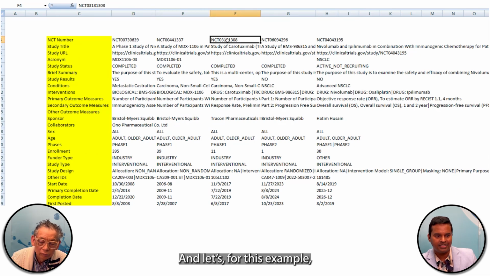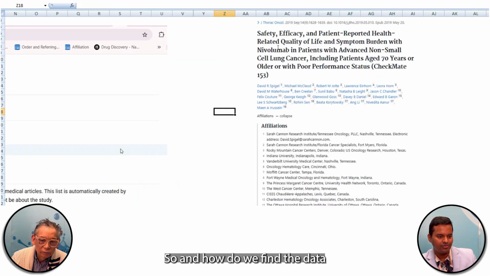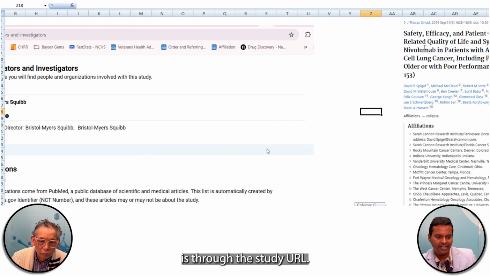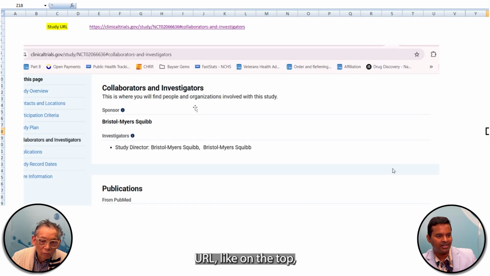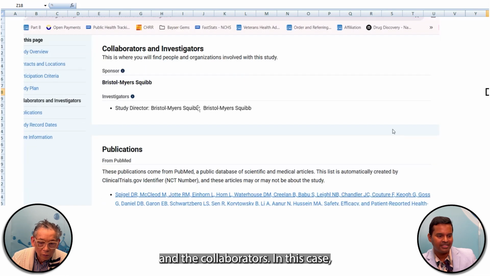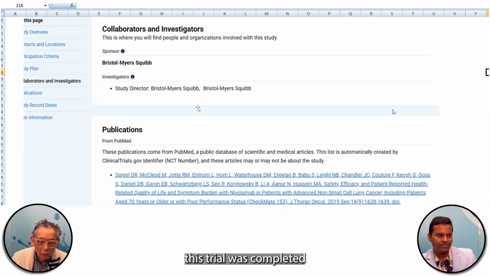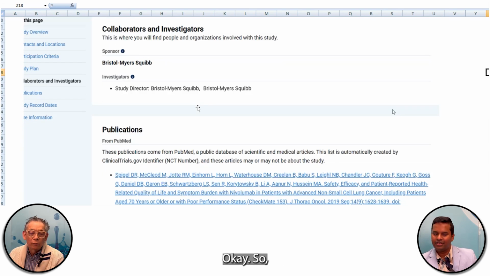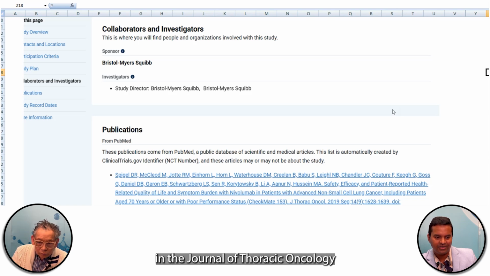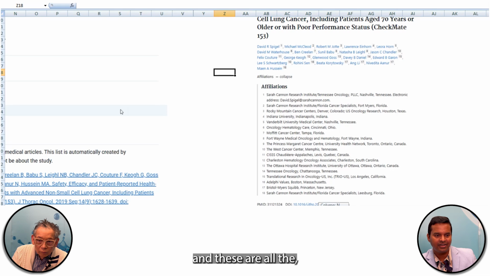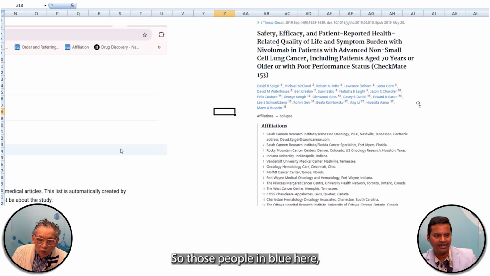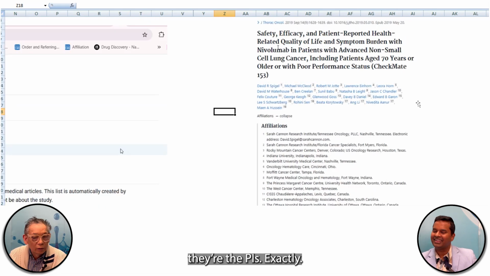For this example, let's zoom in on one trial. We find the data through the study URL. Once you click the study URL, it opens up a page that shows all the details, where we see the PI and the collaborators. In this case, this trial was completed and they published their findings in the Journal of Thoracic Oncology. Those people in blue here are the PIs. Exactly, spot on.